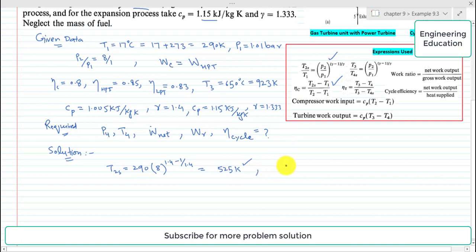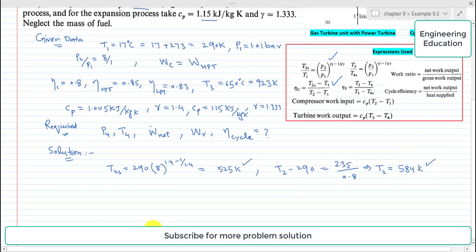So for that, T2 minus 290 is equal to 235 by 0.8. So rearranging this, T2 is equal to 584 Kelvin.